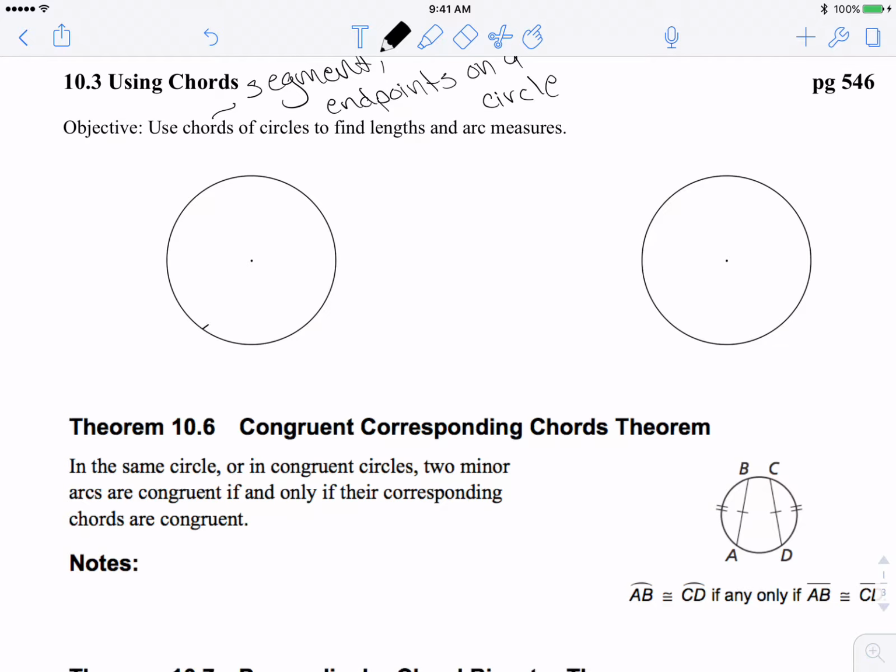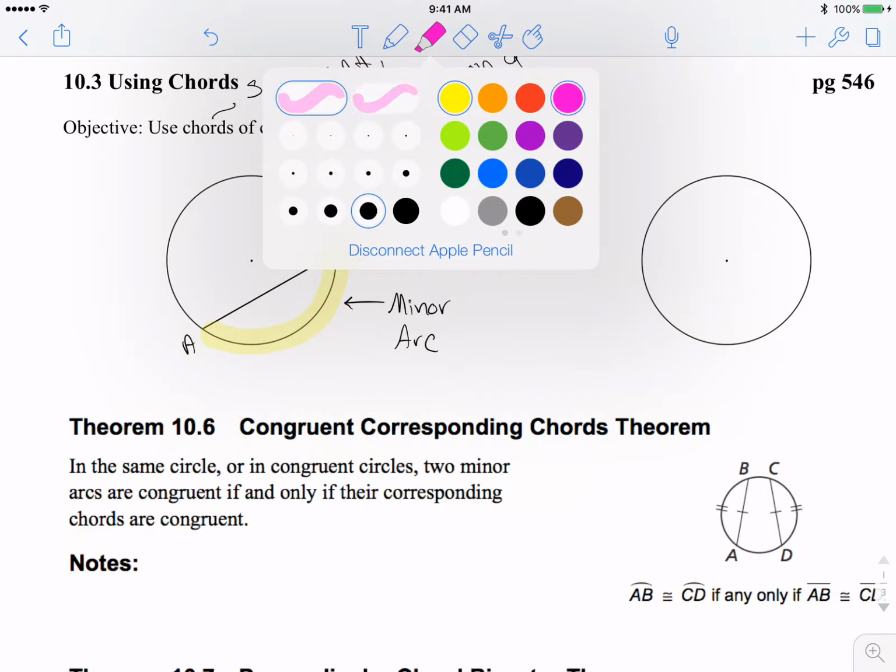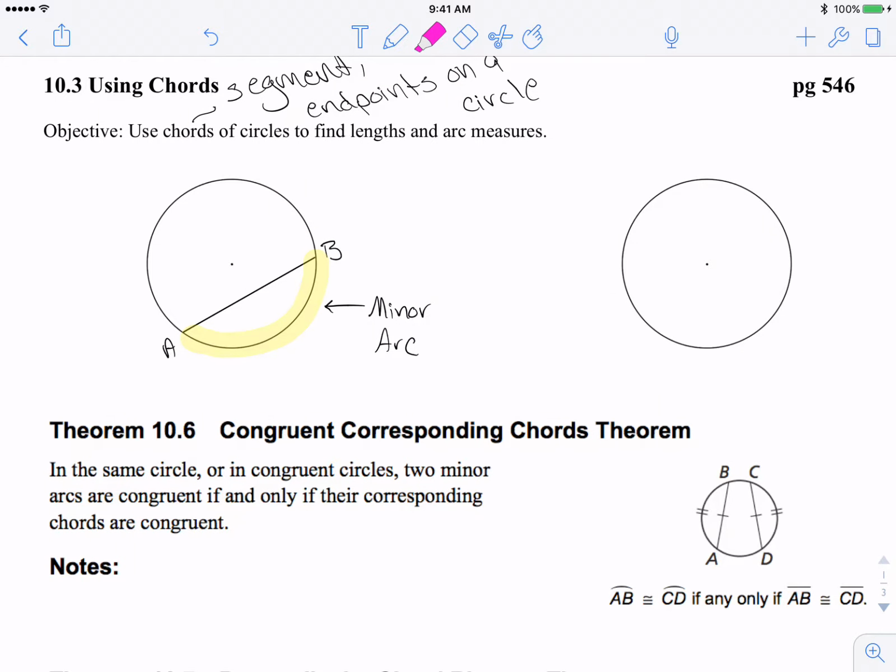So if I was just to draw a chord in this circle, let's call this chord AB. This chord AB actually divides this circle into two parts. It divides the circle into the part that is inside AB, which we would call a minor arc, because that arc has a measure of less than 180. And then we have the part of the circle outside the chord. That part we call the major arc.